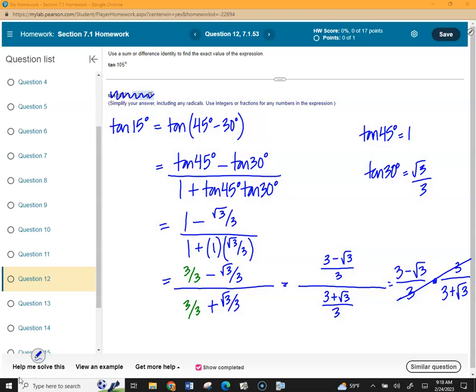It worked? Okay. So this is number 12. Number 12, you can stop here. You don't have to rationalize, you don't have to multiply by the conjugate.